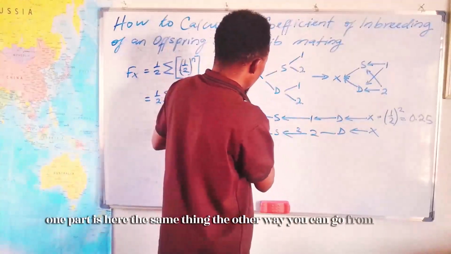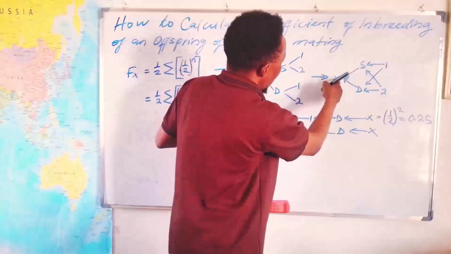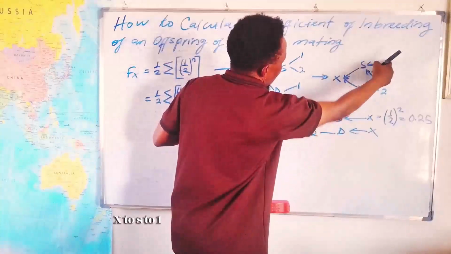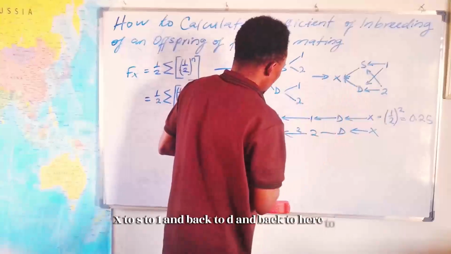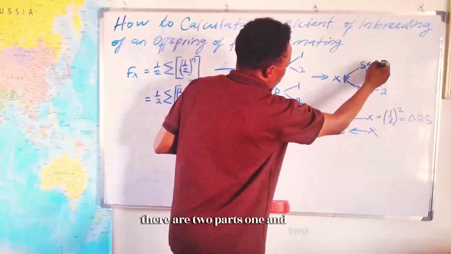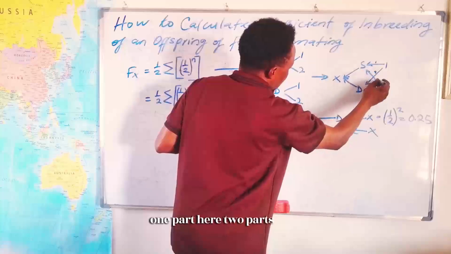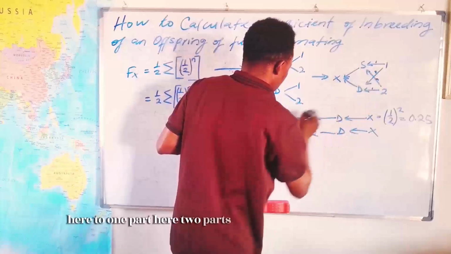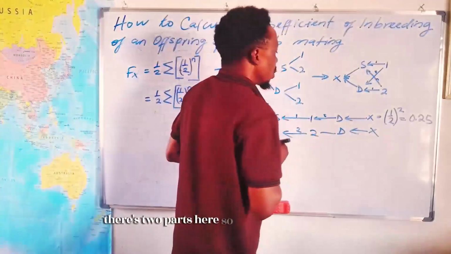You can go from X to S, X to S to 1, and back to D, and back to here too. There are two paths, 1 and 2. One path here, two paths here. Here too, one path here, two paths here. So let's take the first one.